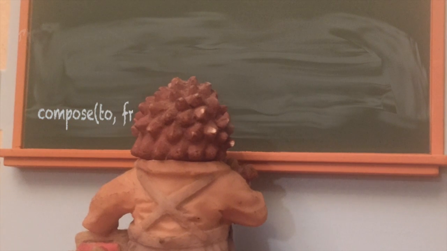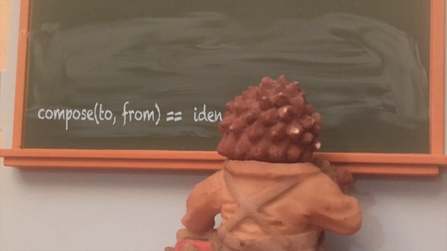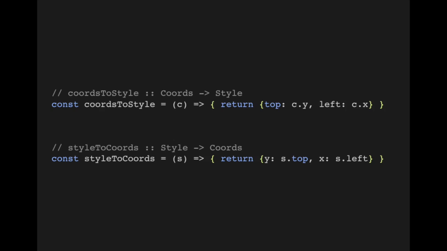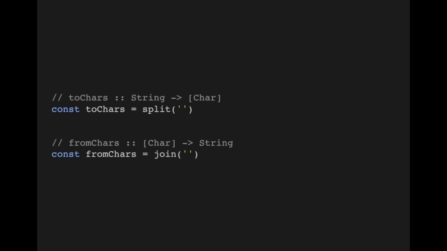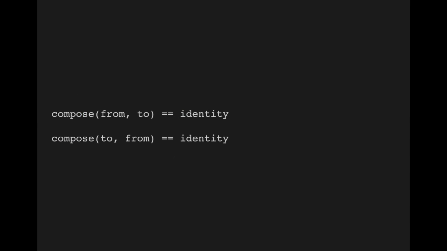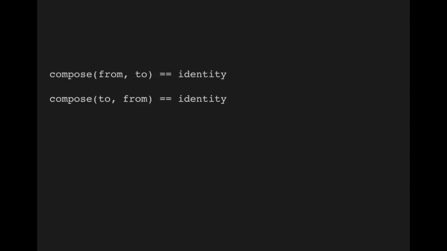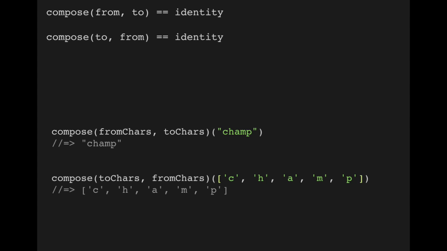Two objects are isomorphic if they satisfy this equation: compose to and from is equal to identity. So if we have our coords object, we can turn it right into a style object. And if we have a style object, we can come back and turn it into a coords object. This is the nature of an isomorphism. It's the same information, different shape. We can go to and fro without losing anything. Now, another example would be taking a string and turning it into an array of characters. And we can go from the string to the characters and right back to the string. So getting back to our equation, going to and from and from and to should both equal identity, depending on where you start from. And we can prove this. Champ goes into toChars, and then fromChars, and it equals champ again. And if we start the other way, it is also equal to identity.